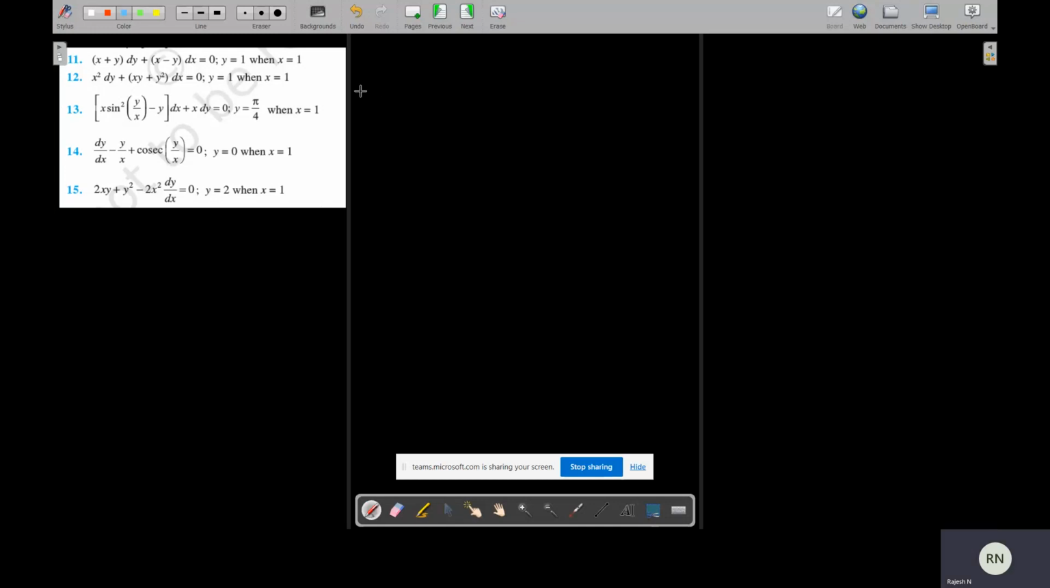So good morning. We will solve some particular solutions, to find a particular solution of a homogeneous differential equation or initial value problem. To find the value, we are told the initial value. First question is (x plus y) dy plus (x minus y) dx is equal to 0.